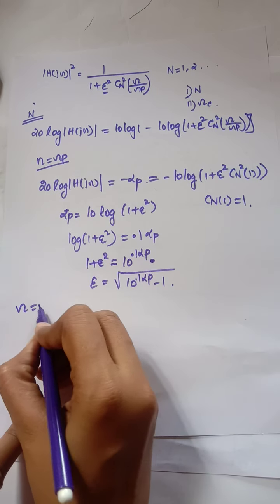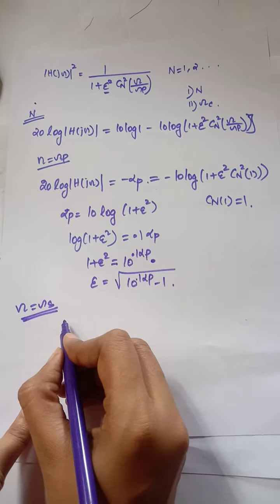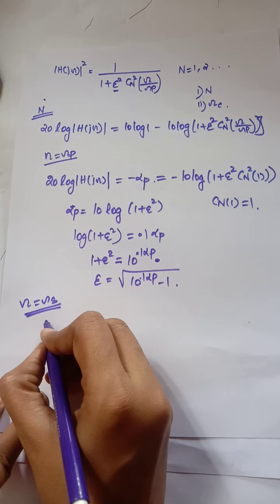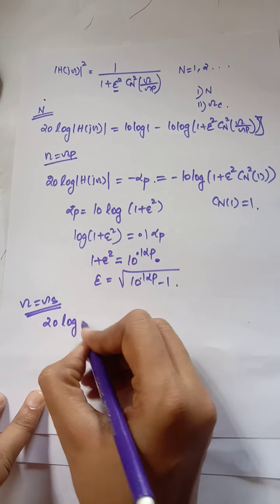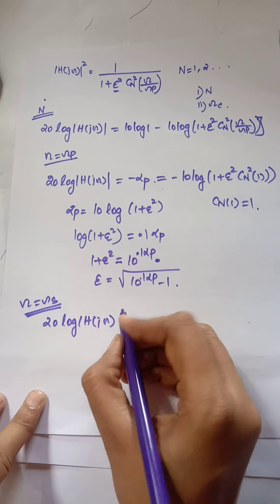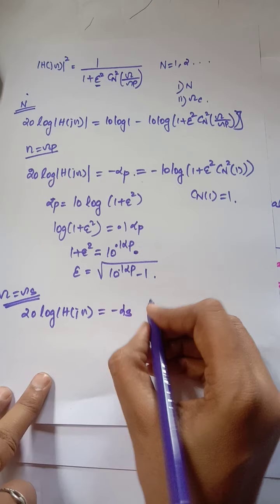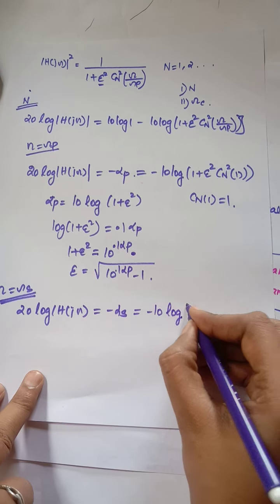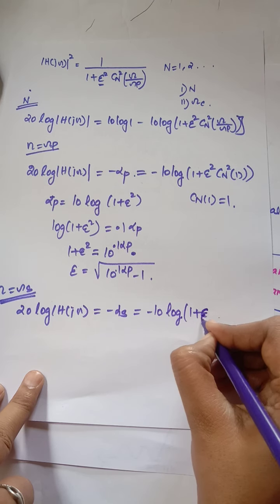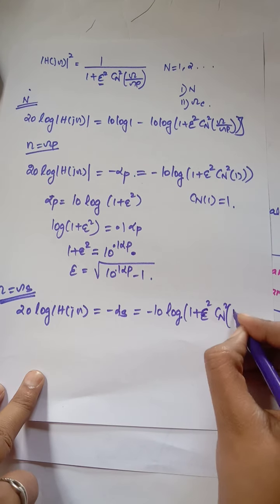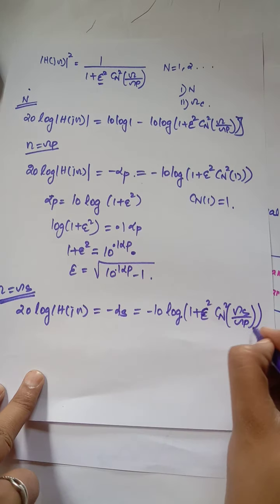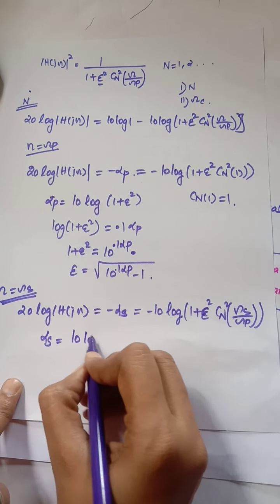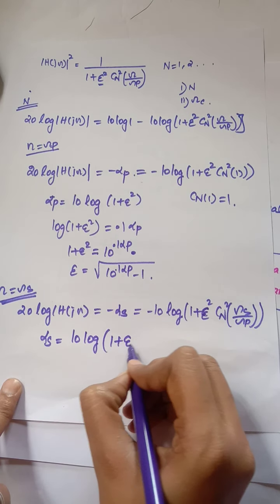Similarly, the next condition is that I substitute Ω = Ωs, following the same procedure we did there. Now when you apply this, it becomes 20 log of the magnitude of |H(jΩ)|, which is equal to minus αs, which is equal to minus 10 log of (1 + ε² Cn²(Ωs/Ωp)). So when you equate it, αs = 10 log of (1 + ε² Cn²(Ωs/Ωp)).